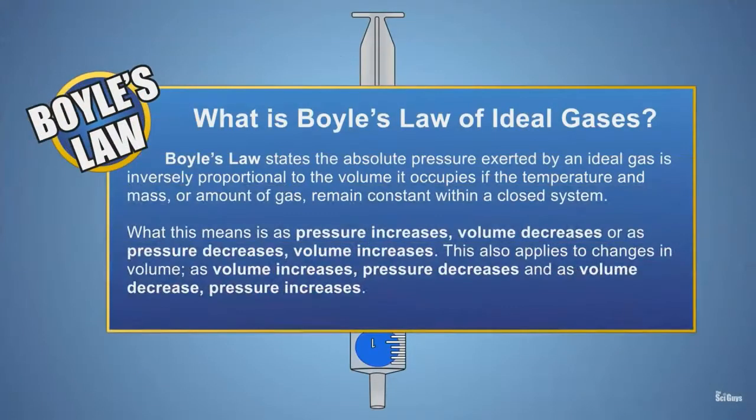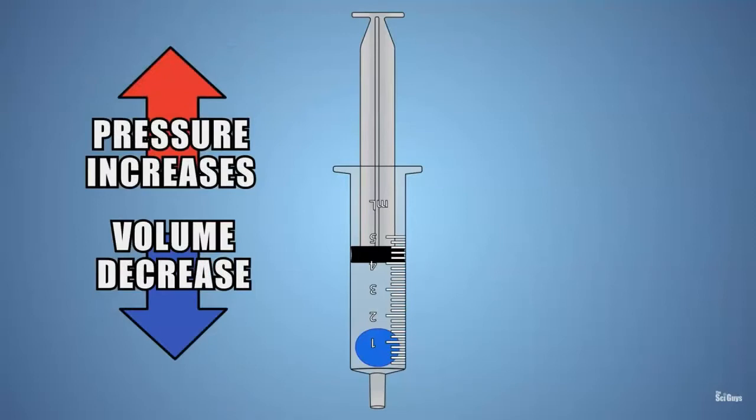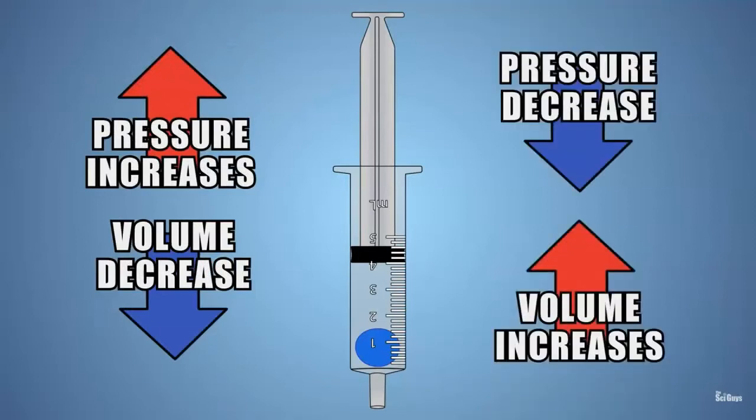Boyle's gas law states that when a fixed amount or mass of an ideal gas is kept at a constant temperature and in a closed system, then its pressure and volume are inversely proportional. What this means is when pressure increases, volume decreases, and as pressure decreases, volume increases.